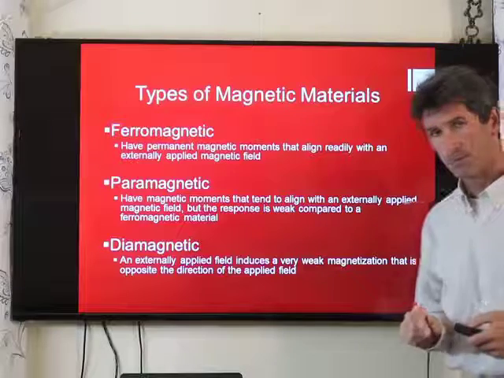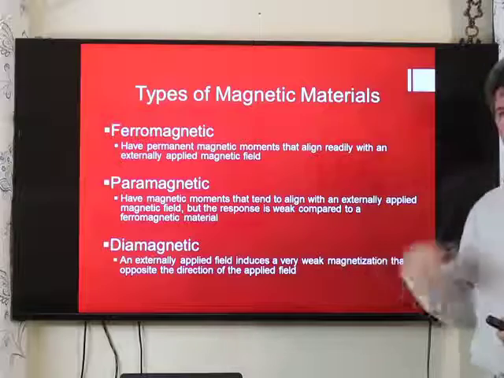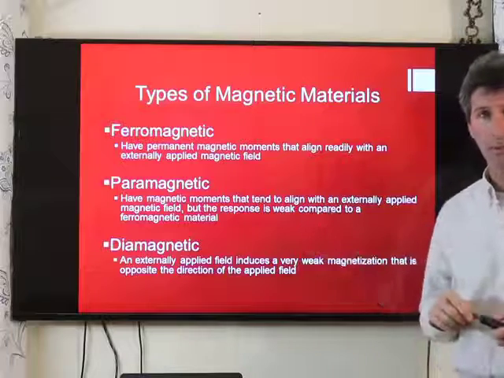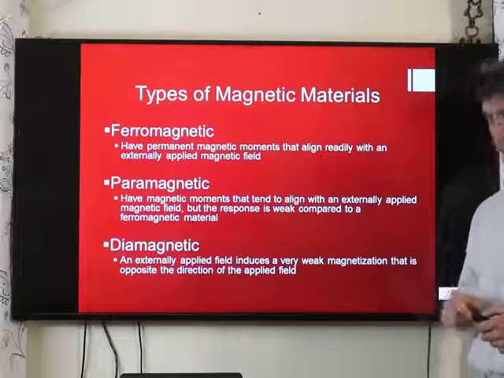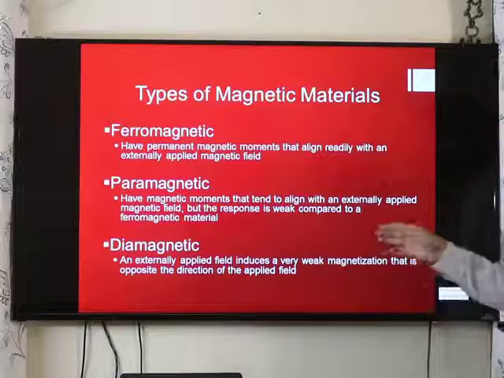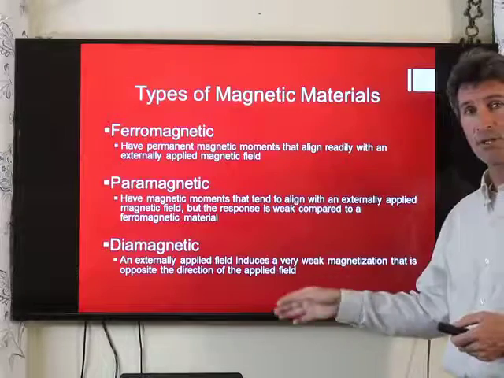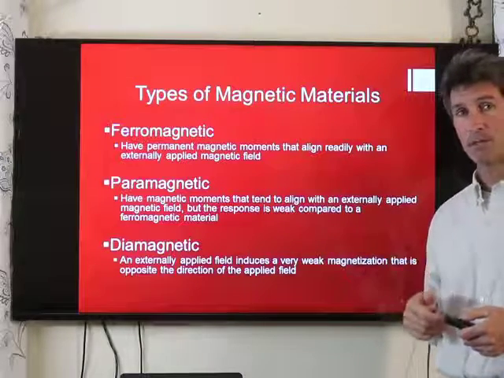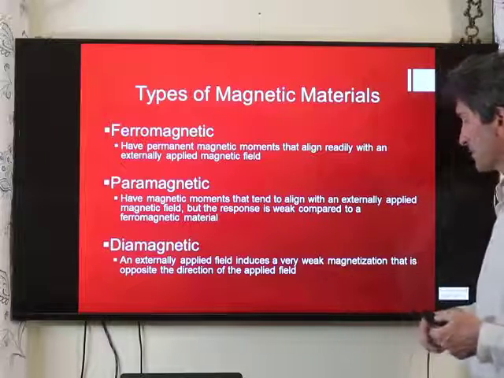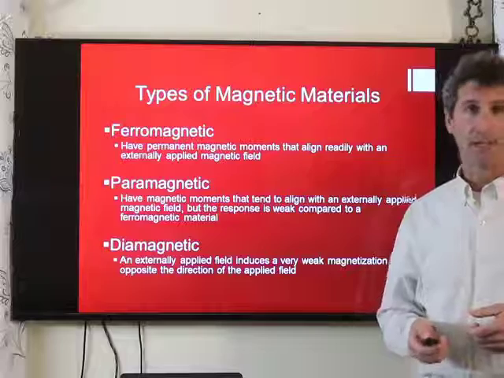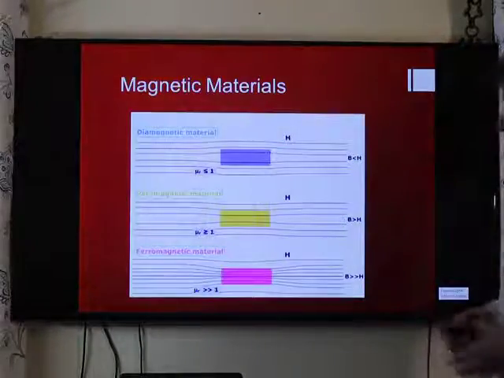Paramagnetic materials do not have as high a magnetic susceptibility and also will not create permanent magnets. The most interesting type of materials are diamagnetic materials. In the presence of an external magnetic field, their magnetization is actually in the opposite direction of the applied magnetic field, which means that they have a negative magnetic susceptibility. Okay, so let's look at what that means.